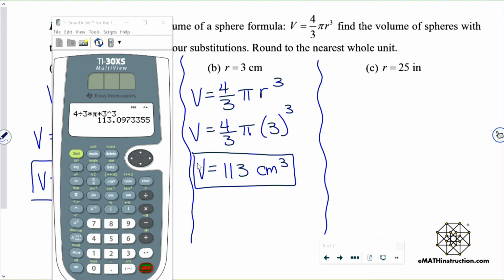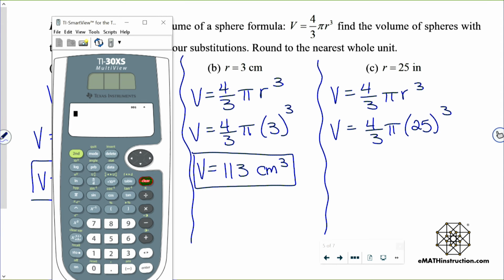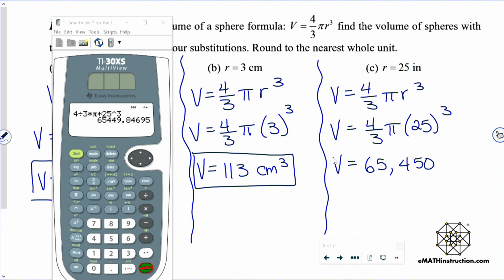Okay. And now let's take a look at this one. Volume equals 4/3 pi r cubed, which is 4/3 pi times 25 to the third. This one's going to be rather large. 4/3 times pi. It's going to be rather large because 25 to the third is rather large. All right. Oh, look at that. And the volume is 65,450 rounded to the nearest cubic inch.